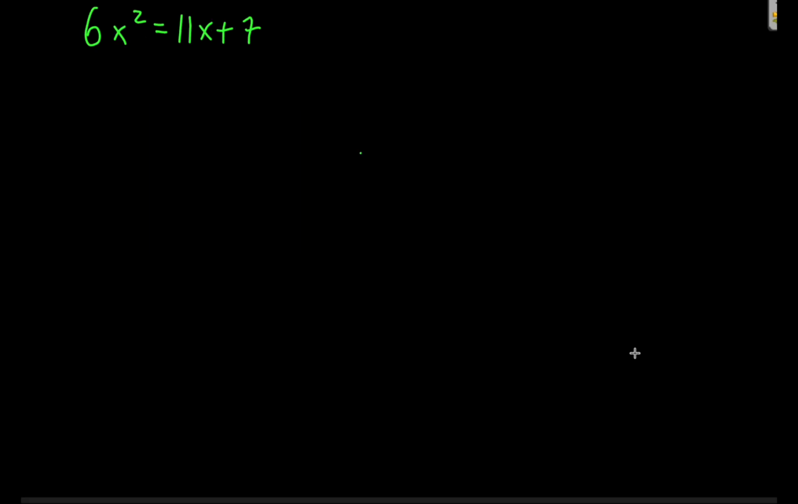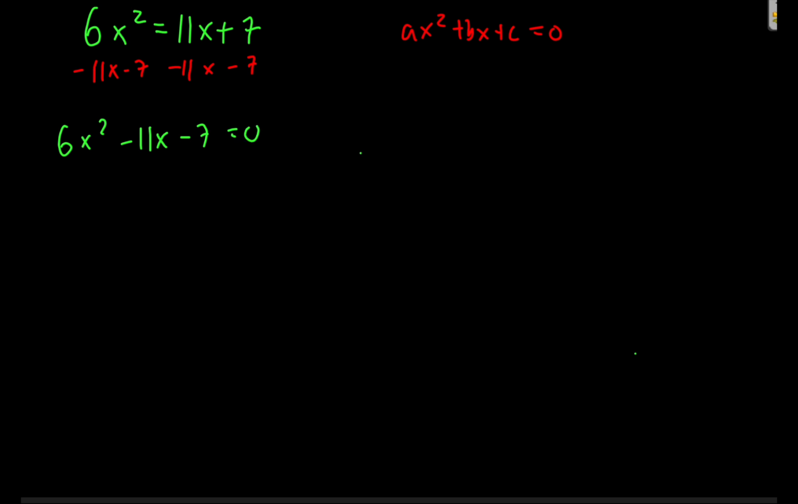In the second example, we need to actually rearrange the format so we can get it back into the ax squared plus bx plus c equals 0 format. This is how we solve for any quadratic. So what we're going to do is minus 11x and minus 7 on both sides of our equation. And we're going to get 6x squared minus 11x minus 7 equals 0.